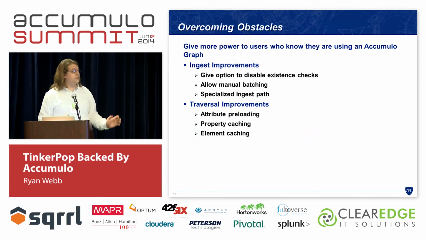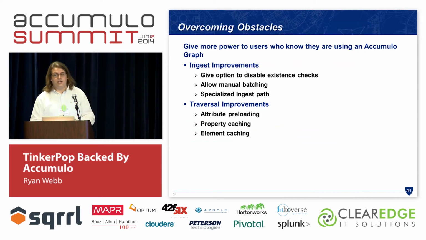For ingest improvements, we give the option to disable existence checks. So if you know that the data you're ingesting might not be there, but it will be there eventually, you can just write it out, and hopefully you'll be right about your assumption. Right now we don't have a validator that goes through and makes sure, does every edge exist? Does every vertex exist that you say should exist? But that wouldn't be too hard to implement, it's just not done yet.